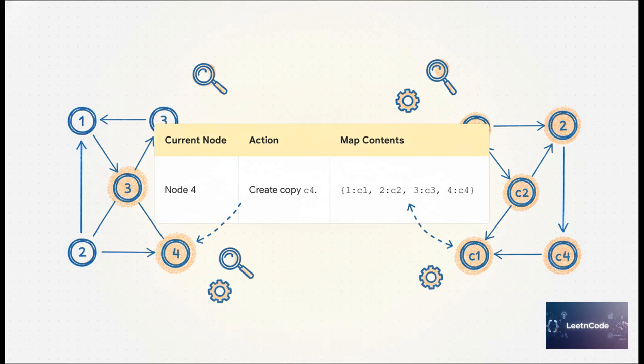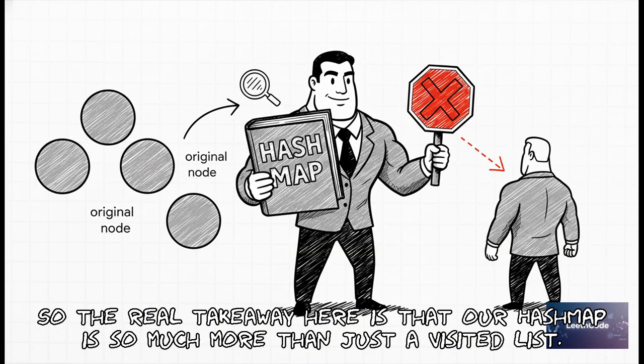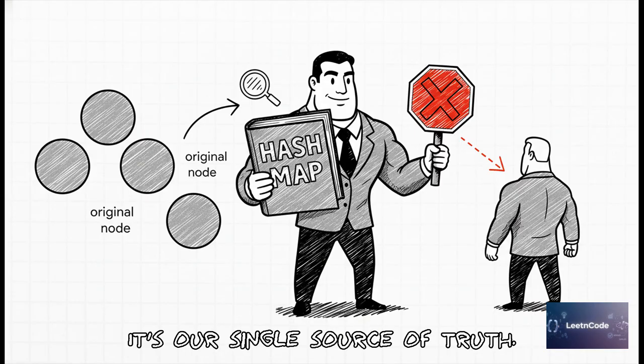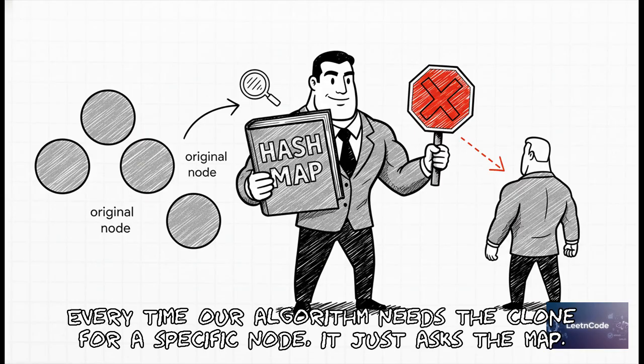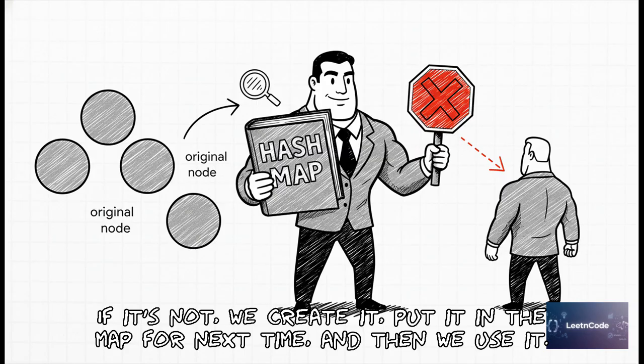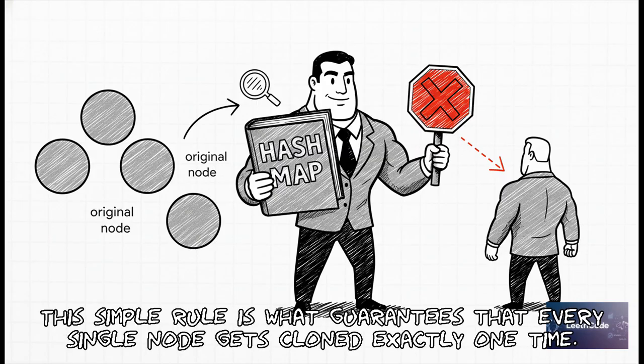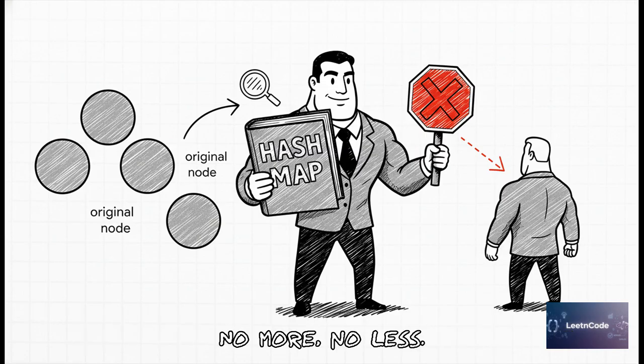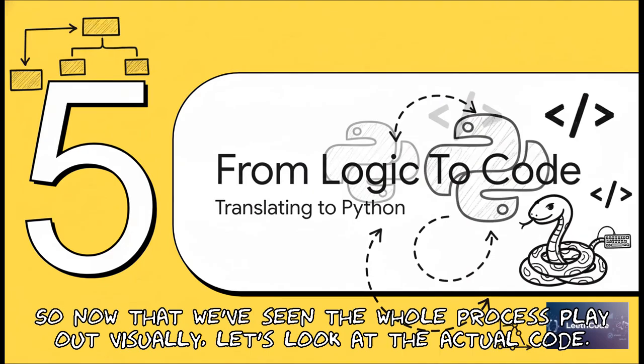So the real takeaway here is that our hash map is so much more than just a visited list. It's our single source of truth. Every time our algorithm needs the clone for a specific node, it just asks the map. If it's there, great, we use it. If it's not, we create it, put it in the map for next time, and then we use it. This simple rule is what guarantees that every single node gets cloned exactly one time. No more, no less.